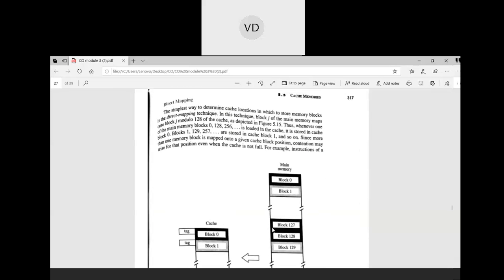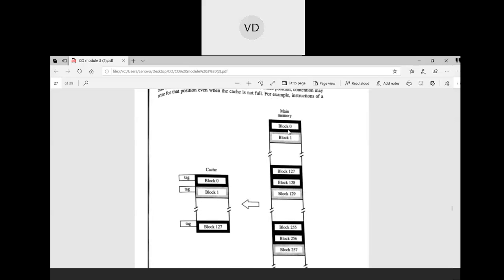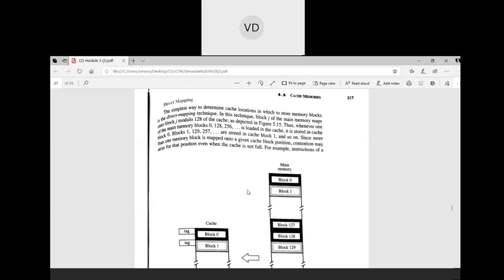See, mapping means what? We are storing the same data which is present in the main memory into the cache memory, because to access the data very fast we are doing like this. But in which block is the data? Suppose this block 0 of main memory, where is it present in the cache memory? For that purpose we require the mapping functions, and in direct mapping a straightforward formula is used, that is j modulo 128. So block j of the main memory is stored in j modulo 128.